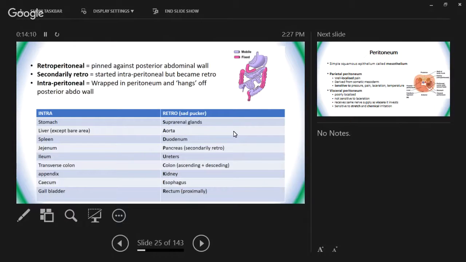So I'll get on to a bit of peritoneum now. Just a summary: retroperitoneal organs I like to think of as pinned against the posterior abdominal wall. Intraperitoneal organs are wrapped in the peritoneum and kind of hang off the posterior abdominal wall. Have you all seen that covered? Alright, that was a good go. And secondary retroperitoneal: it starts intraperitoneal embryologically, then becomes retroperitoneal.